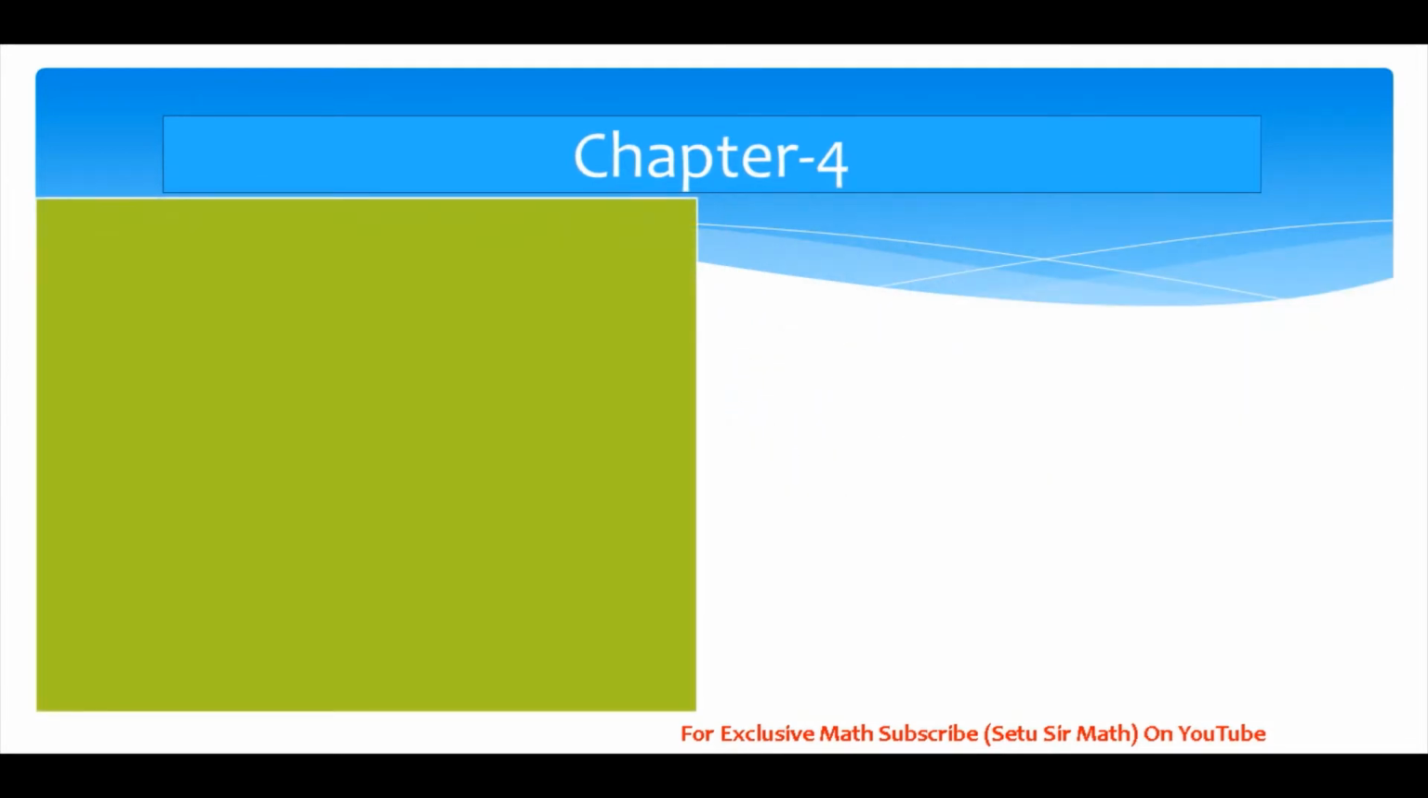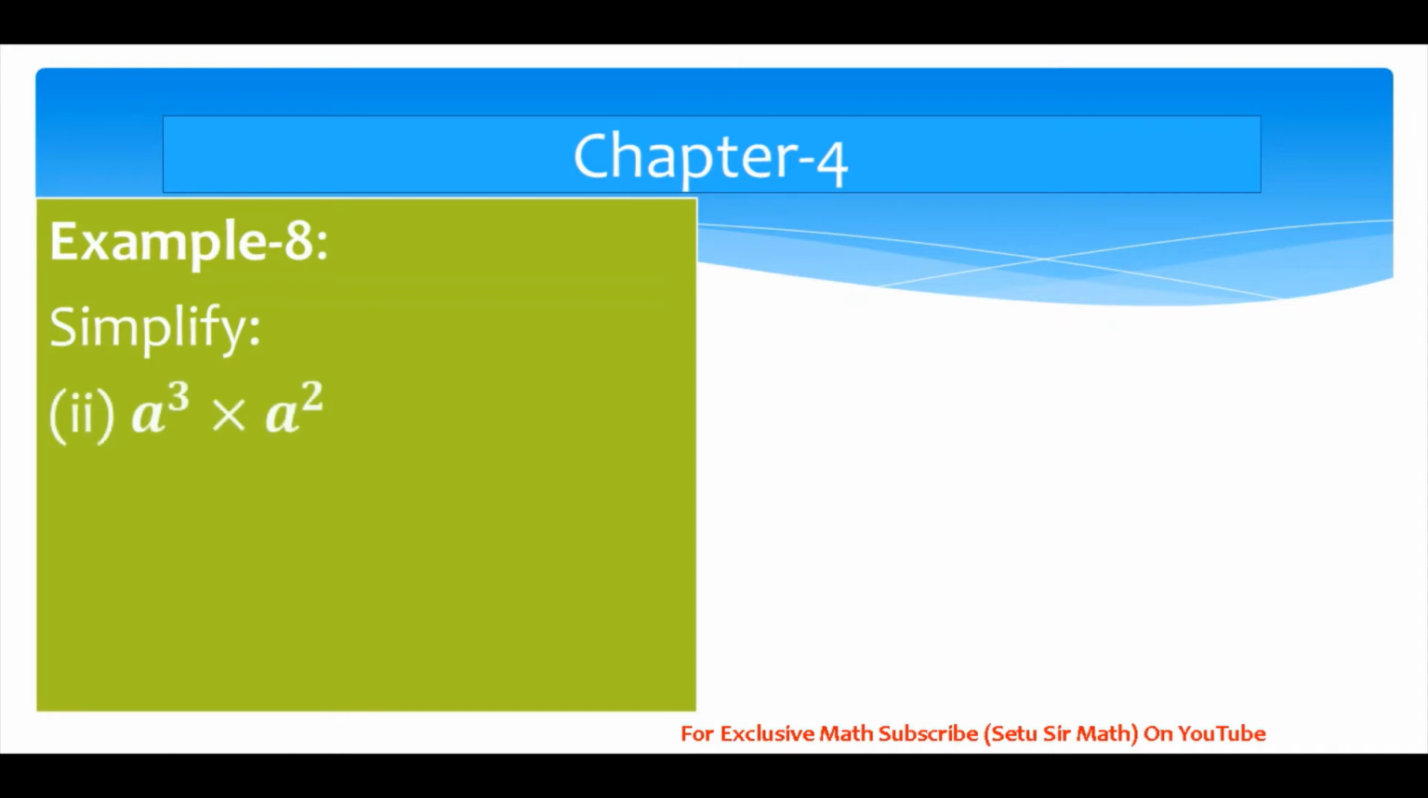Next, we will now solve some examples. Example number 8: simplify A to the power 3 multiplied by A to the power 2, or we can read it as A cube multiplied by A square. Okay, and it is the simplified form.